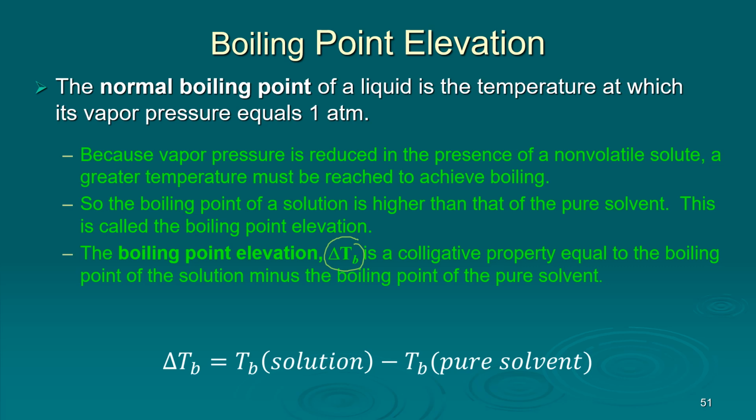So just for example, let's say your solution of water boiled at 101 degrees. And if it was just pure water, it would boil at 100 degrees. So our delta TB is going to equal 1 degree. So it's 1 degree higher than what it would be in pure solvent. So that's how you find delta TB.